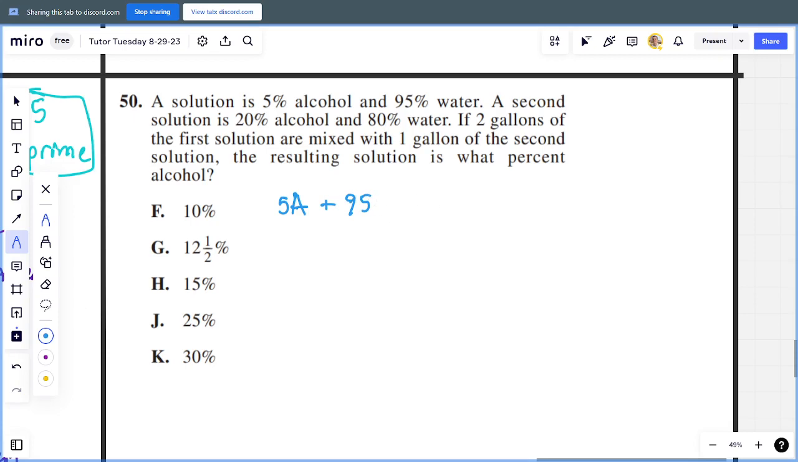Somehow got G. I don't know. The answer for this one should be F. So let's go through it. The amount of alcohol, we don't even have to write out the system of equations because we could just take a look at, if it's 5% alcohol in solution 1, we're multiplying by 2 gallons of the first solution. I'm going to color code this for you guys.